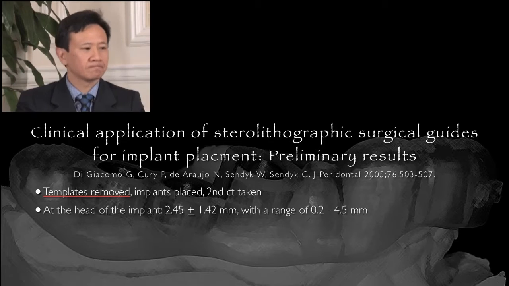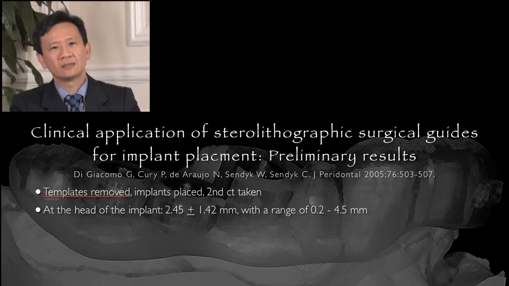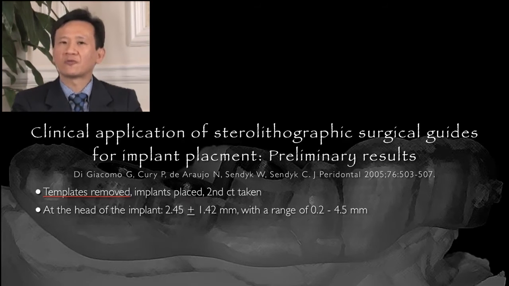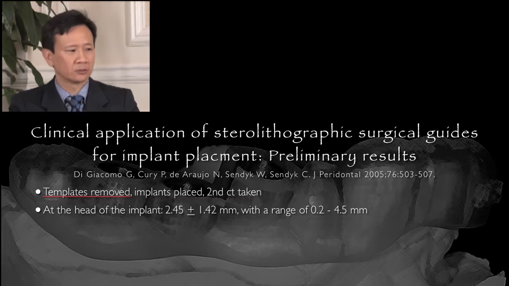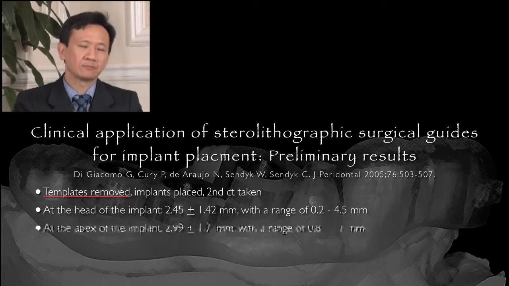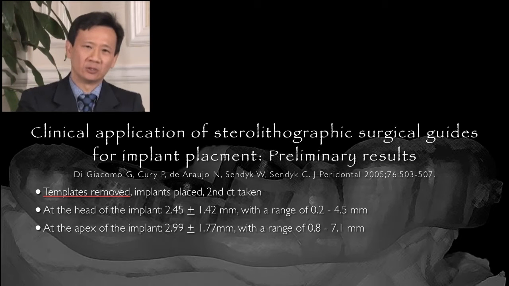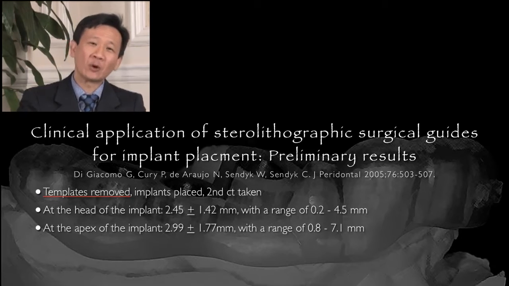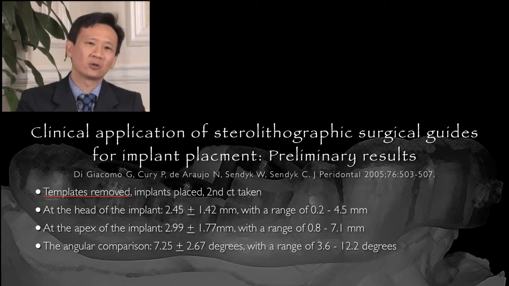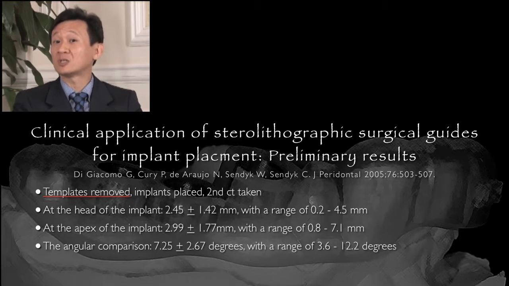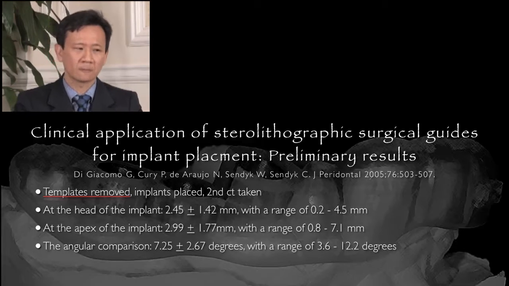What they found? At the head of the implant was 2.45 millimeters with a range of 0.2 to 4.5 millimeters. At the apex, 2.99 millimeters with a range of 0.8 to 7.1 millimeters. And an angular comparison, 7.25 degrees with a range of 3.6 degrees to 12.2 degrees.